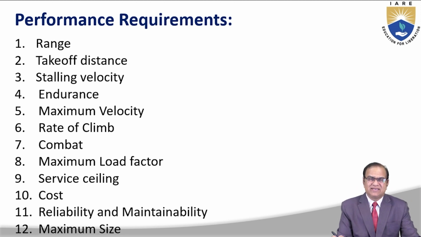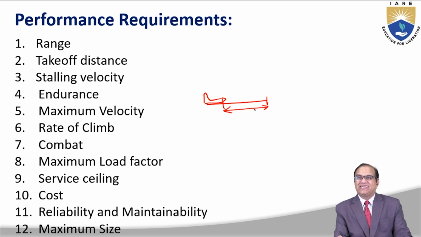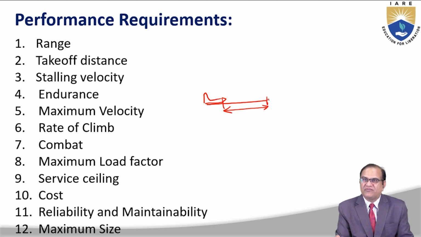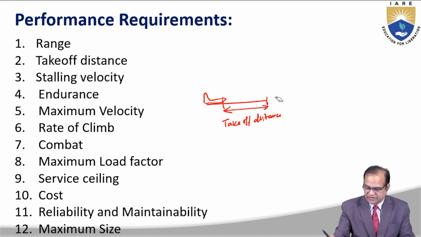Okay. The second is the takeoff distance. Every aircraft has to be on the runway and take off. Starting from here, it has to run and obtain some velocity, and after that it will start climbing like this. This is called the takeoff distance.